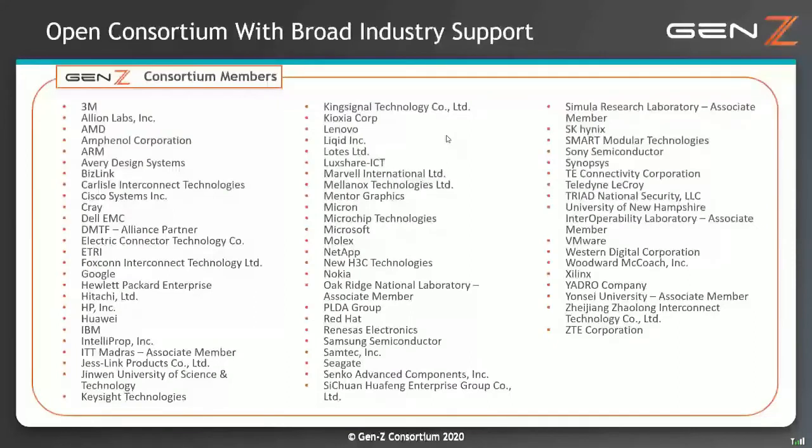We currently have over 60 members in the GenZ Consortium. And this is a list of those companies.